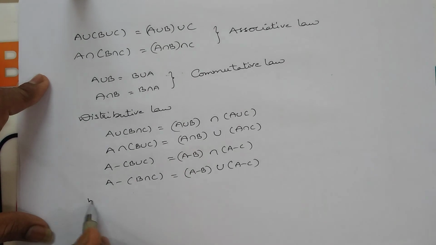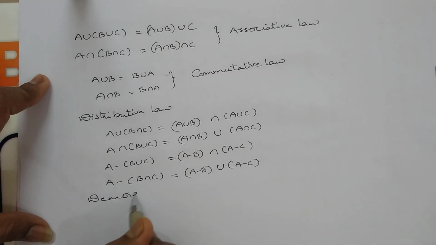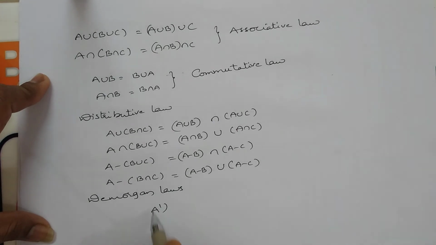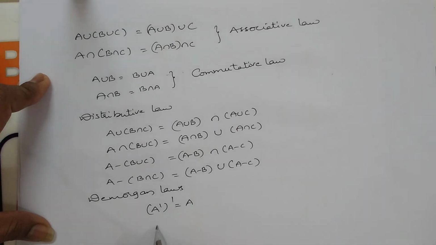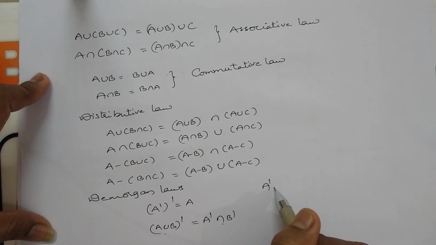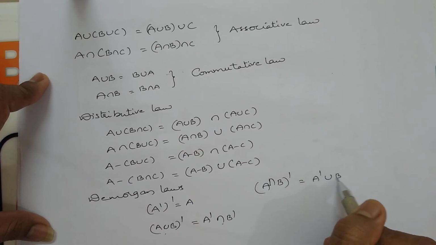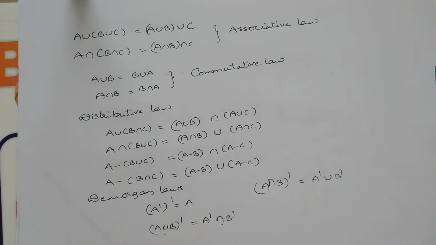And De Morgan laws. The complement of A complement is A. (A union B) complement is equal to A complement intersection B complement. Here union becomes intersection. If it is intersection, (A intersection B) whole complement means A complement union B complement, like this. Now these laws you do by yourself by drawing Venn diagrams.